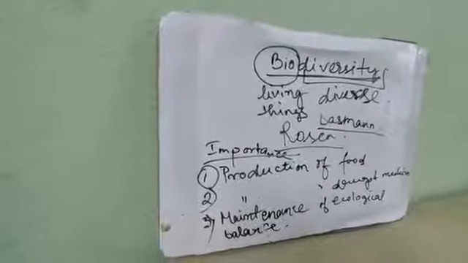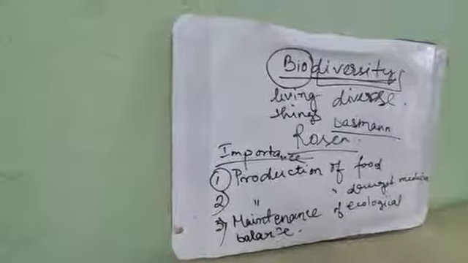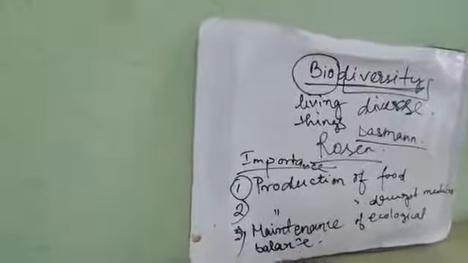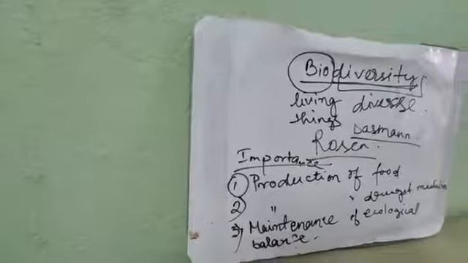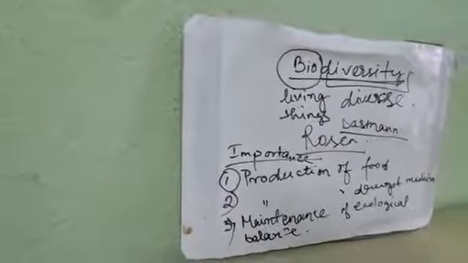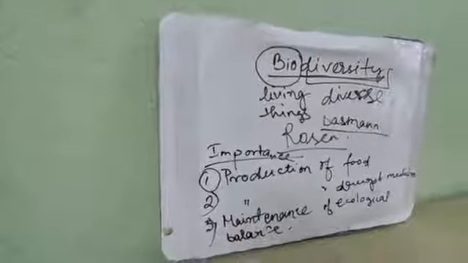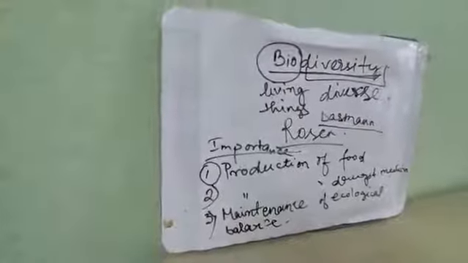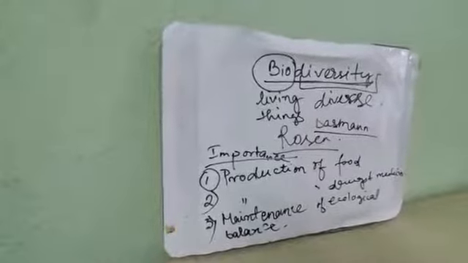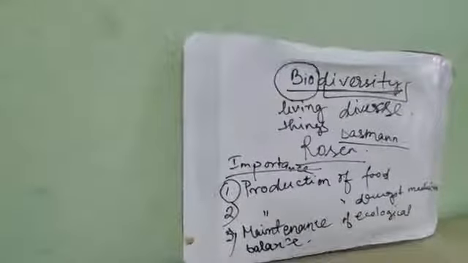See, the plants are the producers. Then those plants are eaten by consumers, that means the animals. Now those consumers after their death will be decomposed into the soil by the decomposers, that means the microbes. So this is the food chain, the energy flow chain. In this way the ecological balance of the environment is maintained.